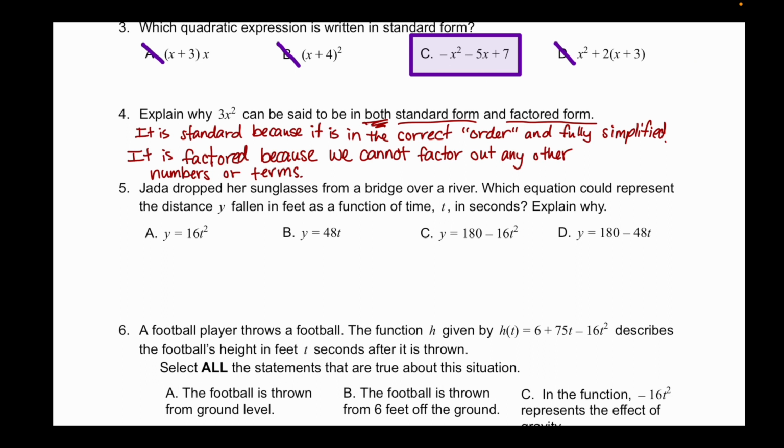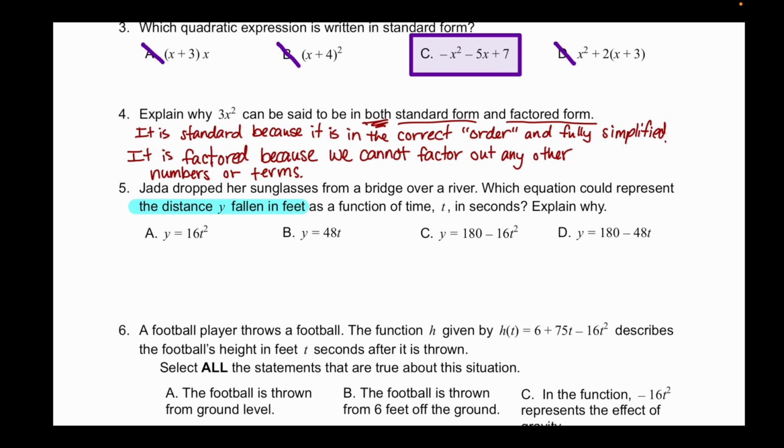That then brings us to question 5. Jada dropped her sunglasses from a bridge over a river. Oh no. So we're dropping something. It's unfortunate that she's losing her sunglasses. But let's look at what's maybe important here in this question. So she dropped her sunglasses from a bridge over a river. Which equation could represent the distance fallen in feet as a function of time in t seconds?